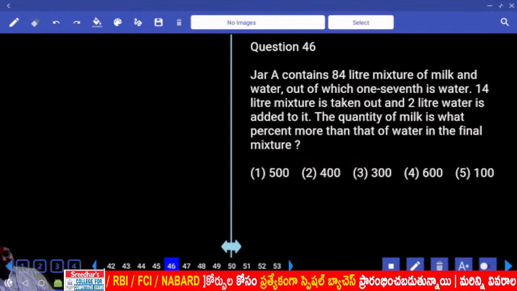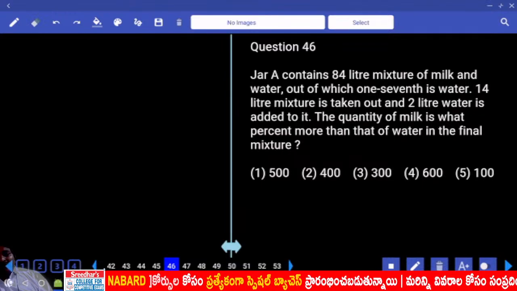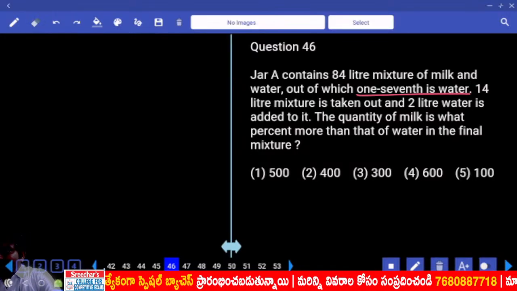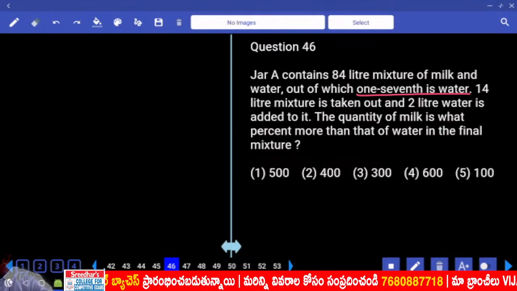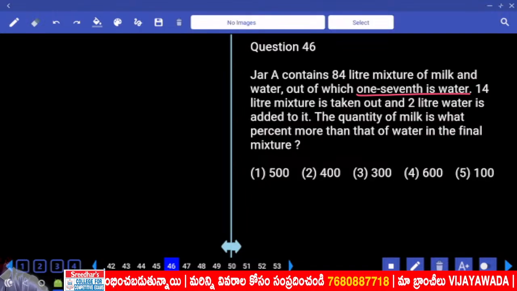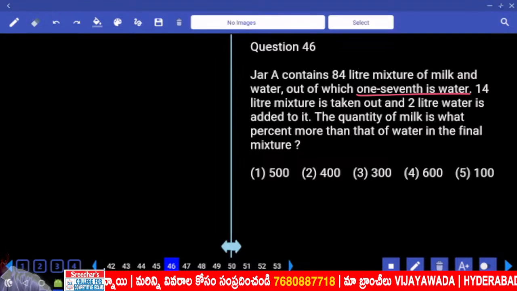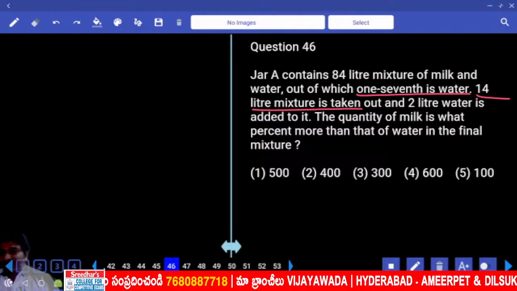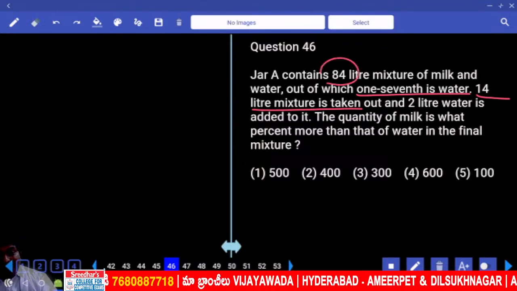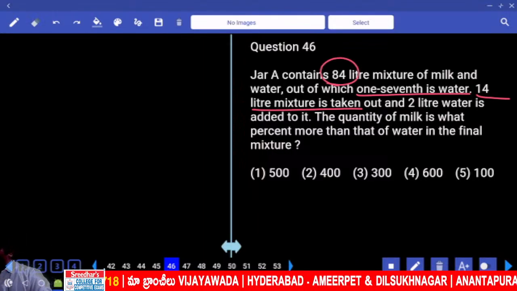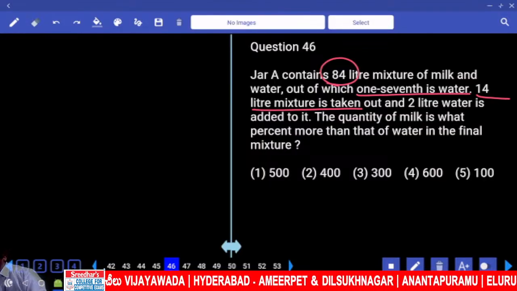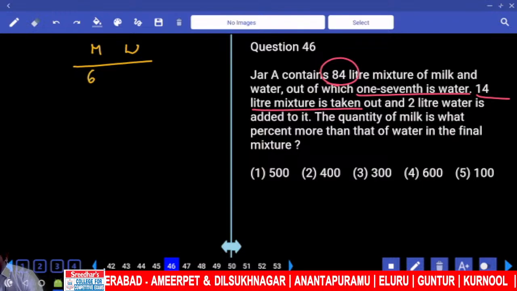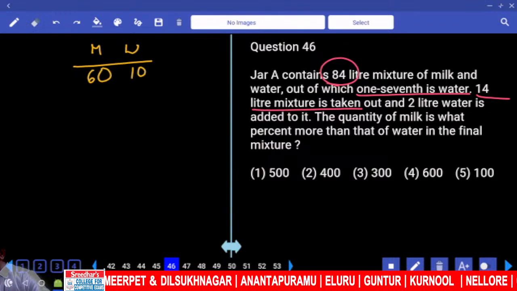Jar A contains 64 liters of mixture of milk and water, out of which 1/7 is water. If 1/7 is water, what is remaining? 6/7. That will be milk. So milk and water are in the ratio 6:1. Clear? 14 liters of mixture is taken out. How much is remaining? Out of 84, 14 liters is taken away. 70 liters will have milk and water in the ratio. So 60 liters of milk, 10 liters of water.